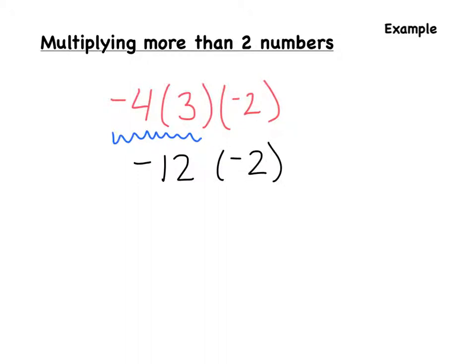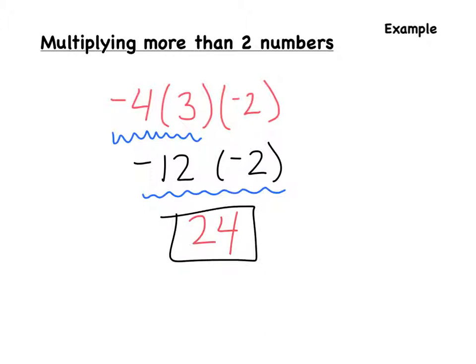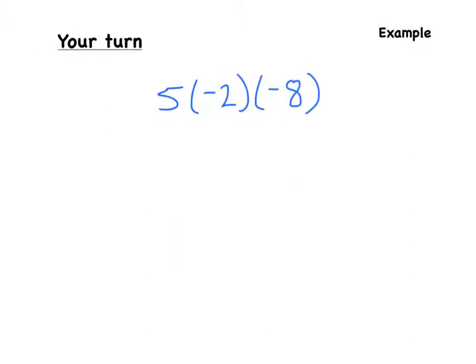So if we have a negative times a negative, for negative 12 times negative 2, negative times a negative is a positive, so 12 times 2 is 24, and our final answer is 24. So now what I want you to do is to pause the video, try this one yourself, and then unpause the video when you're ready to see what I have done.